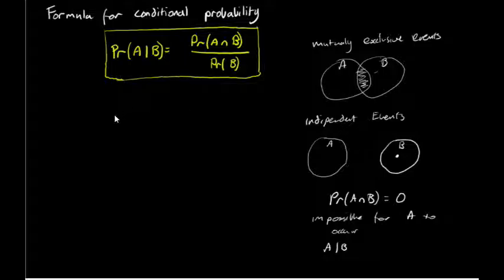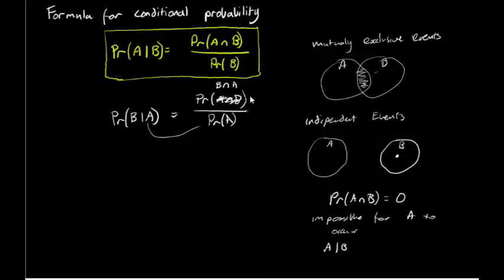We can change this up as well, so instead of the probability of A given B, we can say the probability of B given A. It's the same thing, so it's the intersection of the two, B and A, divided by the probability of A this time. So it's always dividing by the given part, and it's always the intersection on the top. So that's the conditional probability formula.